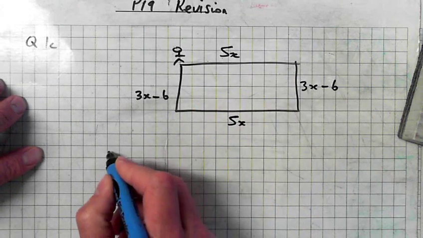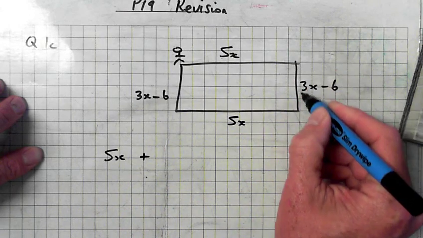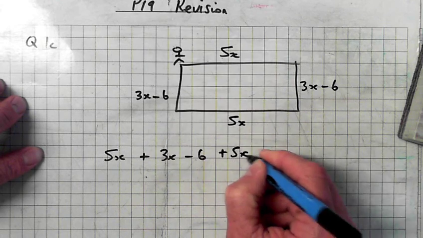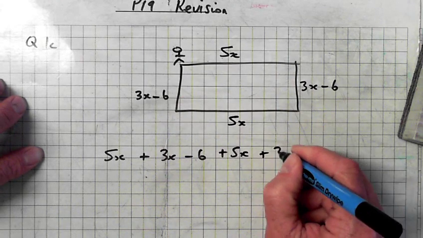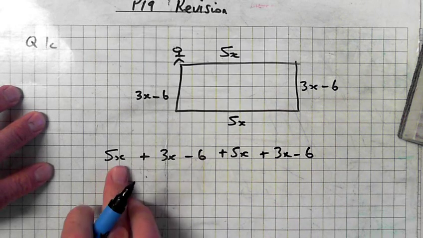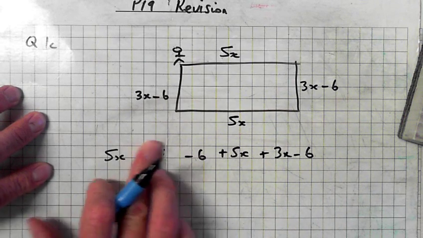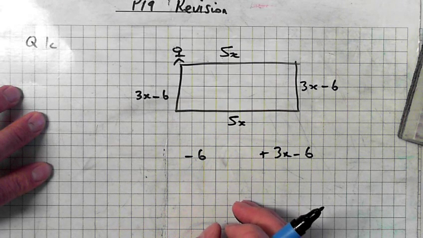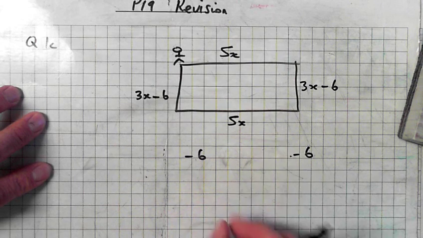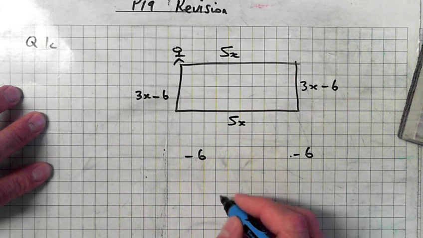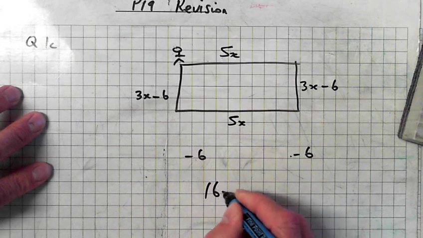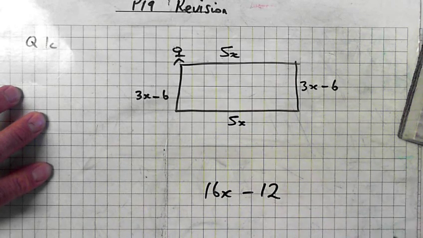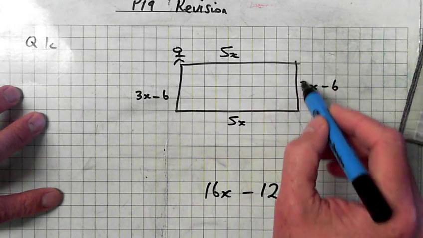So add 5x plus 3x minus 6, plus 5x plus 3x minus 6. Alright, so add 5x and 3x, 8x, plus 5x is 13x, plus 3x, 16x. And minus 6 minus 6, minus 12. So that's the perimeter, that's the distance the whole way around.